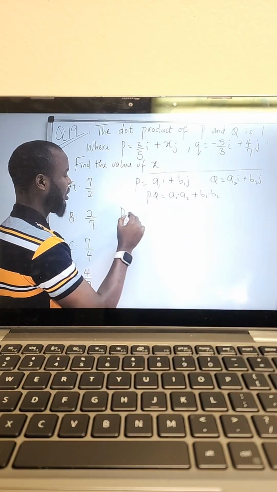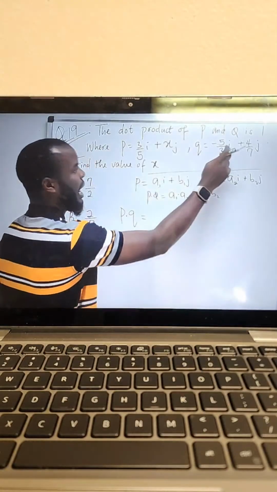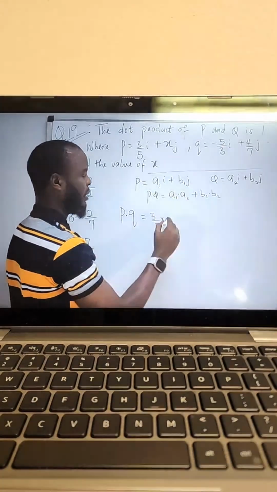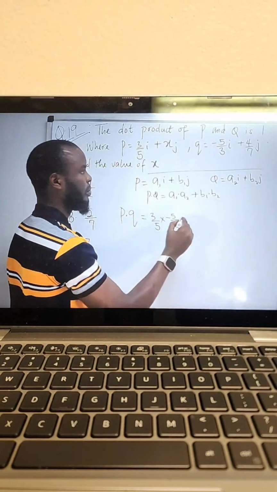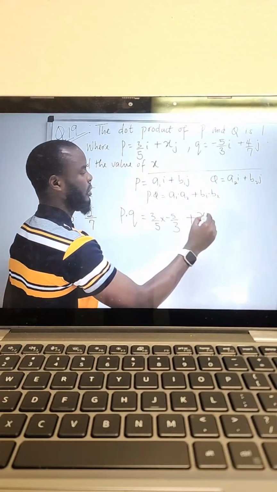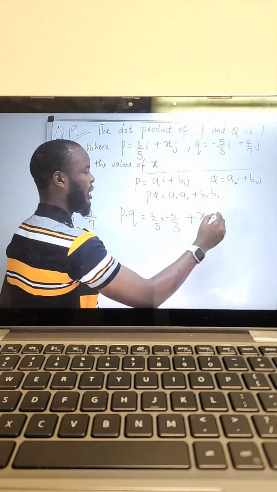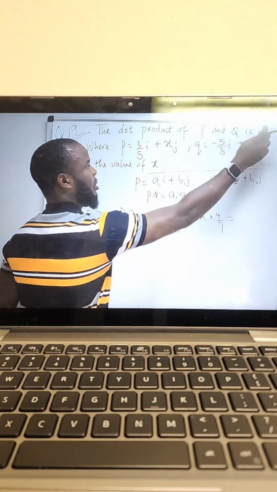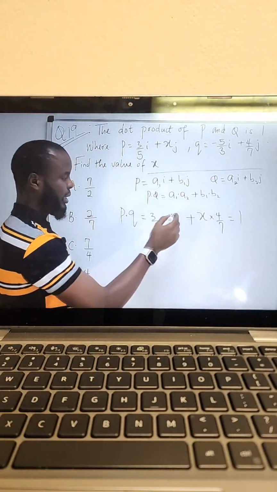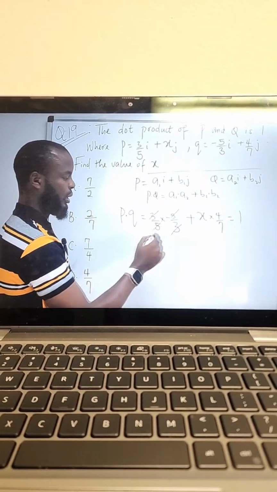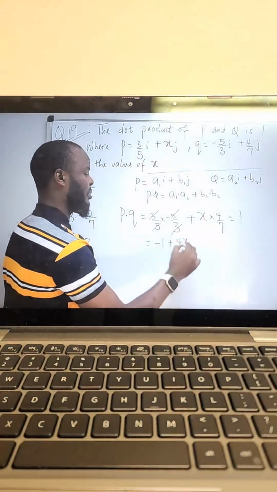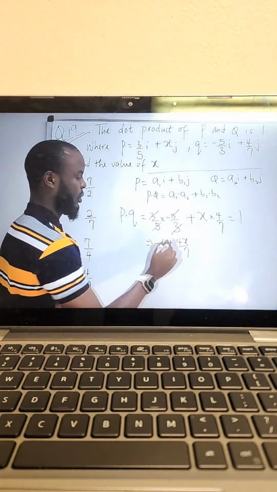Here we have P times Q. So for I, the coefficient here is 3 over 5, multiplied by the coefficient of I here, which is negative 5 over 3, plus the coefficient of J, which is X, times the coefficient of J here, 4 over 7. And we are told that the dot product is 1. Looking at this, 5 cancels out 5, 3 cancels out 3. Here we have negative 1 plus 4x over 7 equals 1.